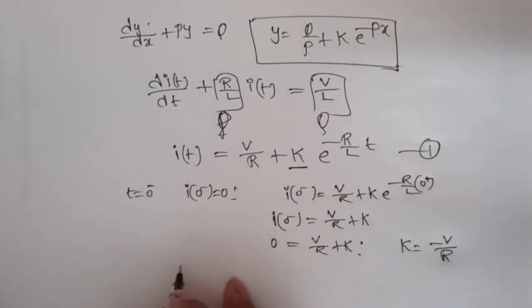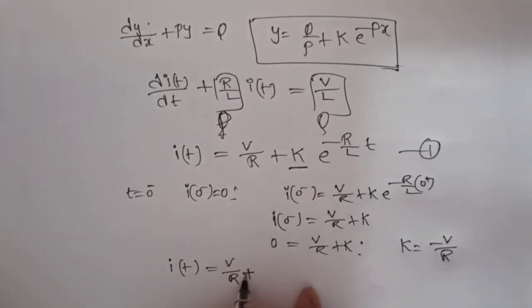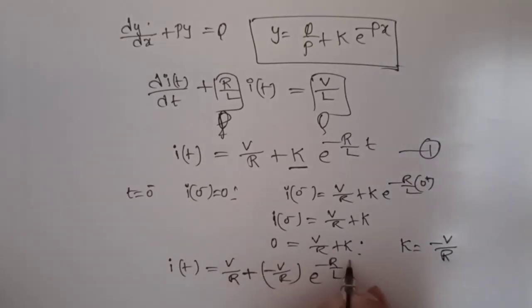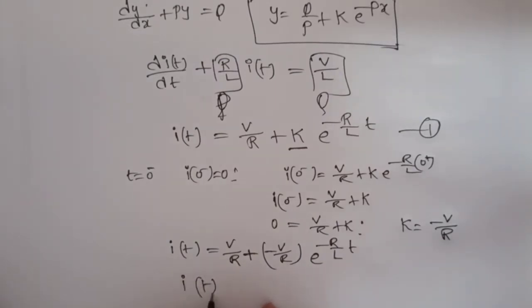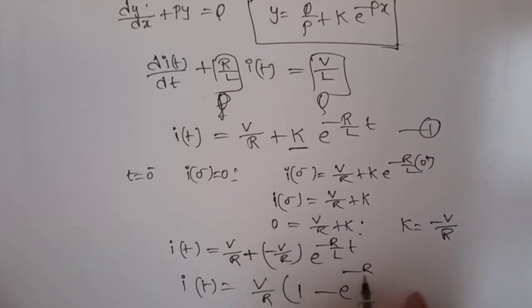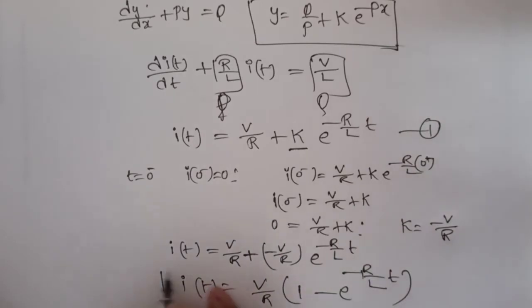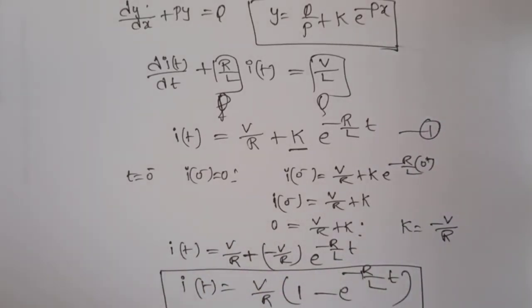Now if you apply equation 1, we will get the complete solution: I of t equal to V by R plus K value, which is minus V by R e power minus R by L into t. So at the end we got the final solution: I of t equal to V by R, if you make it common, 1 minus e power minus R by L into t. So this is the current response of the series RL circuit.